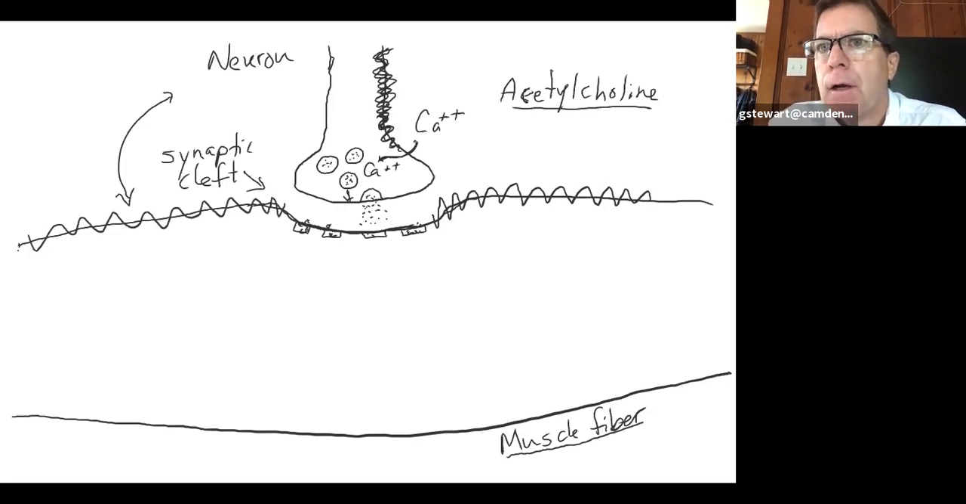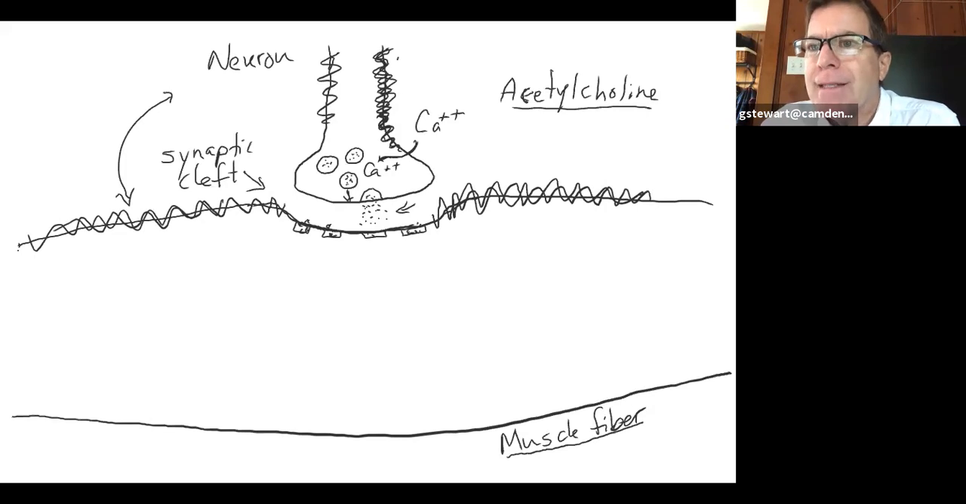So it goes electrical, chemical, electrical again. So now the muscle sarcolemma, the muscle plasma membrane, is exhibiting an electrical stimulus or action potential of its own.